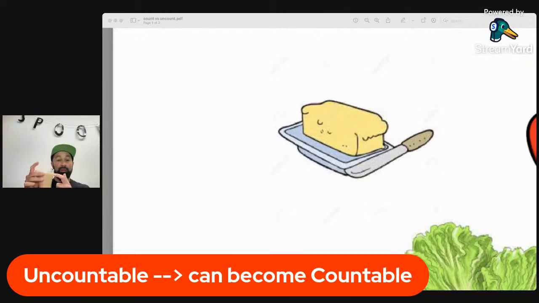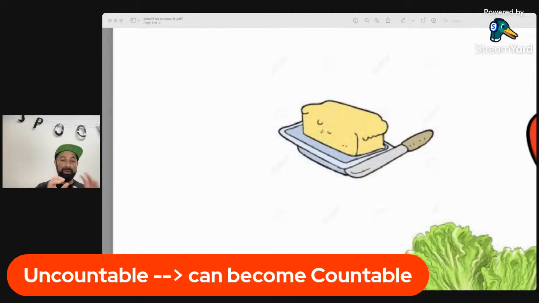Okay. What is the latte in? The latte is in a glass. This glass is countable. So I can make this uncountable noun countable. I can say a glass of latte, a cup of latte. Okay, so any uncountable noun can become countable. But in this exercise, let's just look at the base form.